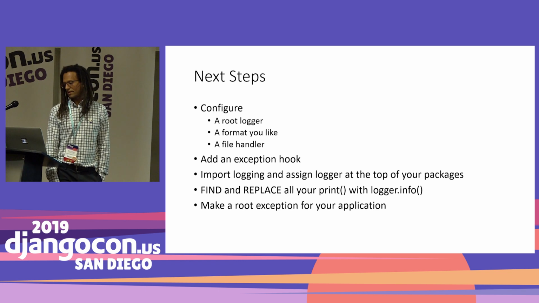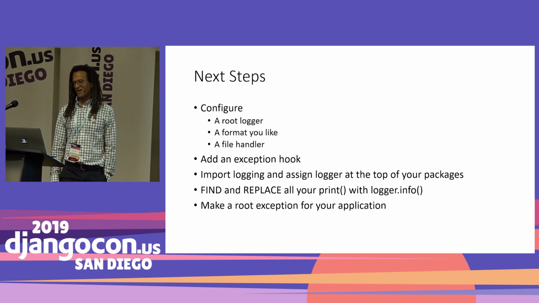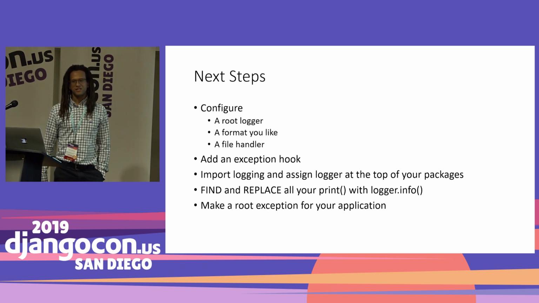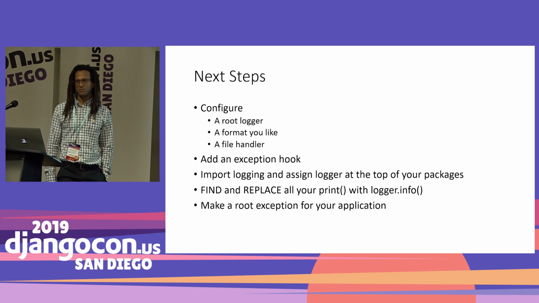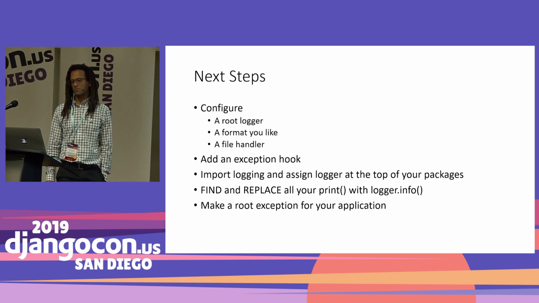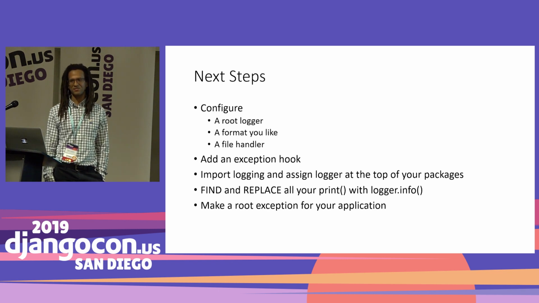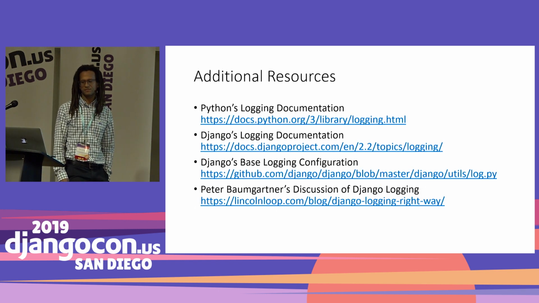So, some next steps. I hope that we've all learned something, and I hope that this has been helpful. Immediately after this, you could go and configure a root logger. You could add a format that works for you. You could create a file handler if you want a file handler. You can add an except hook at the bottom of your settings.py. That's where I like to add it. You can assign the variable logger by calling logging.getLogger(__name__) at the top of all of your modules. You could find and replace all of your print statements with logging.info and logging.debug, whichever you think is appropriate. And if you wanted to, you could create a root exception for your application.